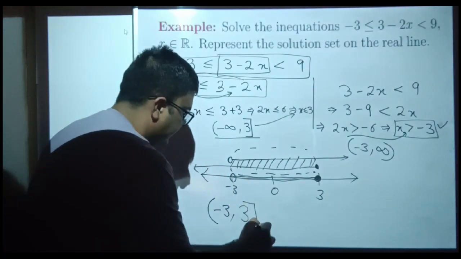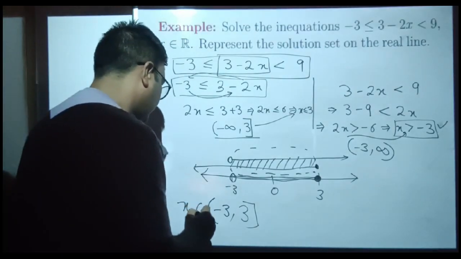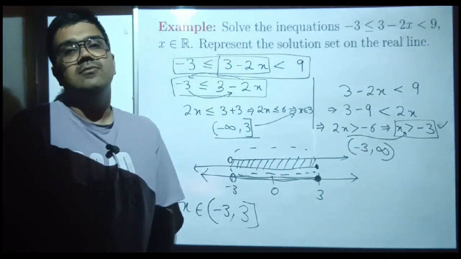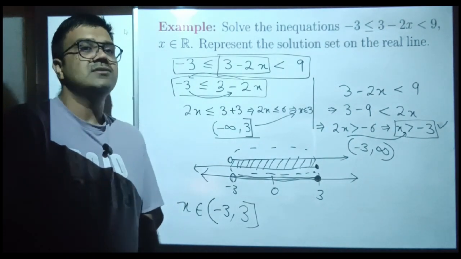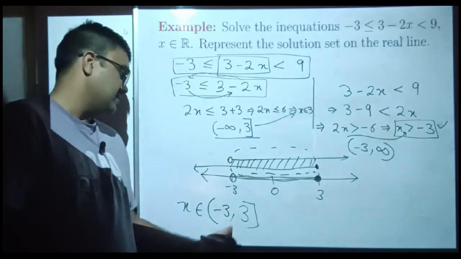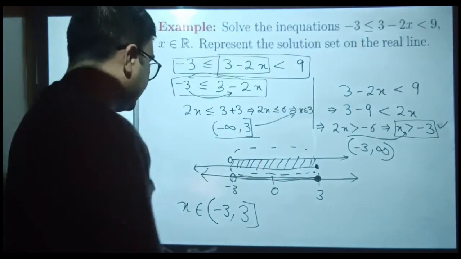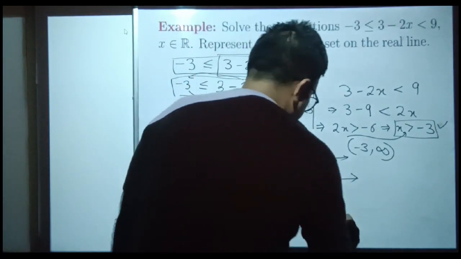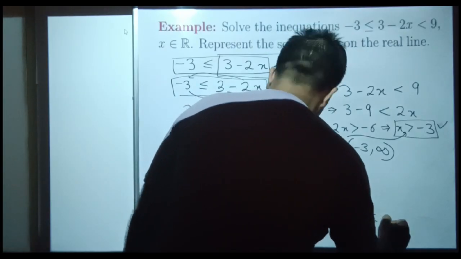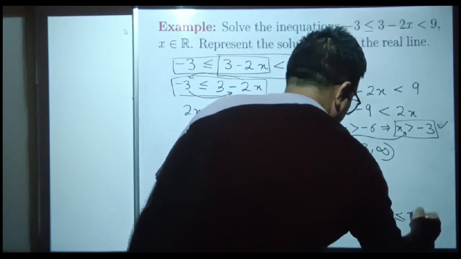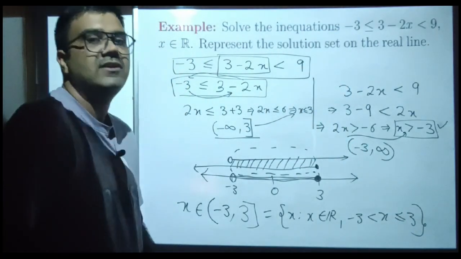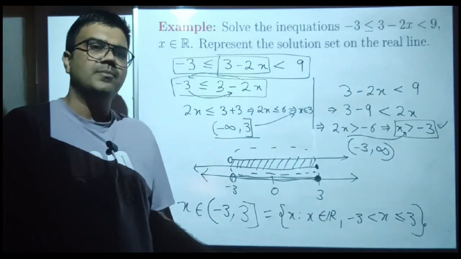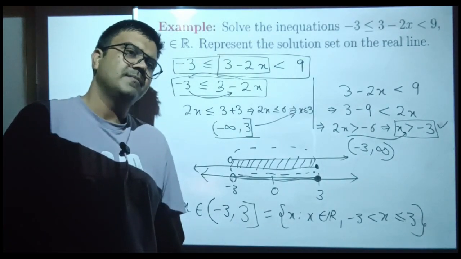So the answer we obtain, the possible values of x that we have, is that x belongs to the interval minus 3 to 3. So this is the solution set we have. This is interval form. We can also write it as x such that x is a real number, minus 3 is less than x is less than or equal to 3. This is another way to write this set. So the better, compact form is the interval form.